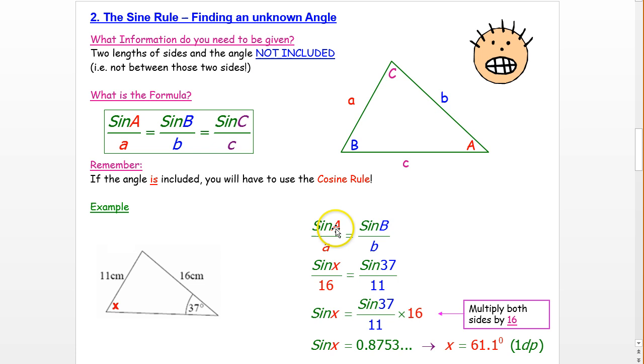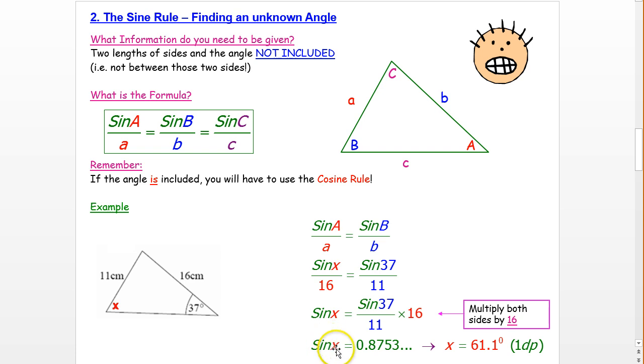So we write it out the same way. Sine A on a equals sine B on b. Replace the values that we know. So the pair that I know are 11 and 37. So sine 37 divided by 11 equals sine x, x is the one I'm looking for, divided by 16. I multiply through by 16 and I get sine x equals 0.8753.